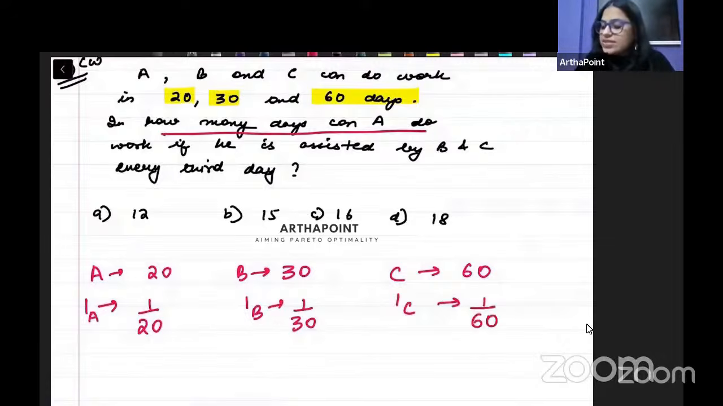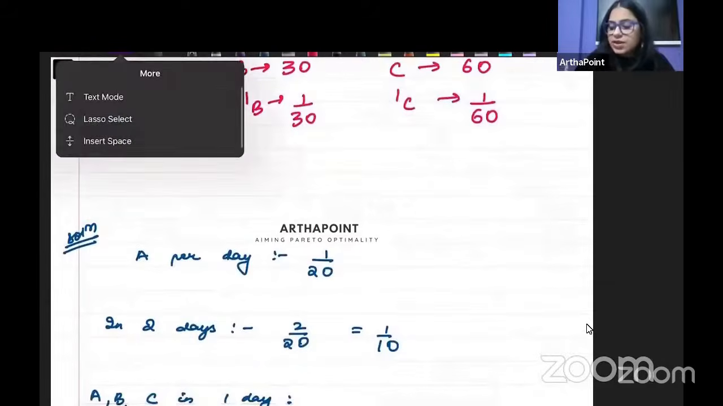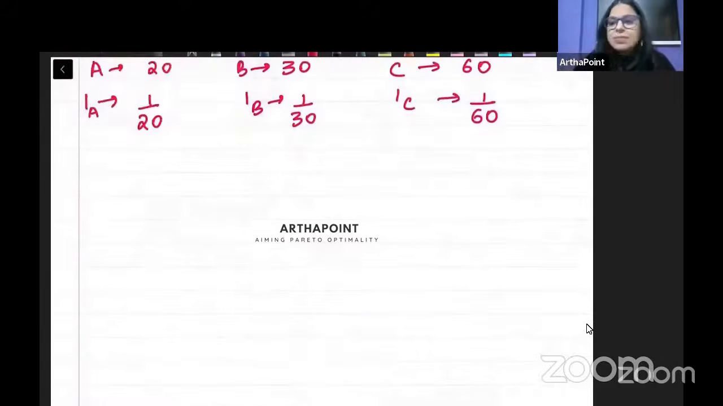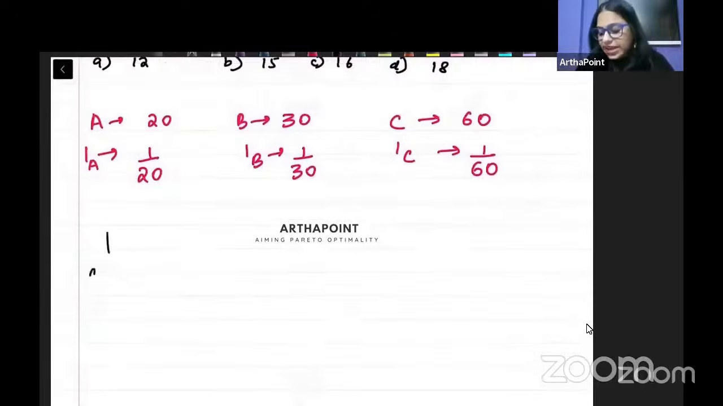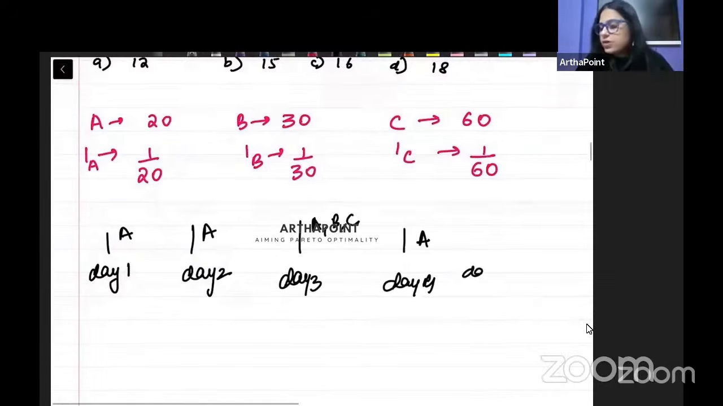It says in how many days can A do the work if he is assisted by B and C every 3rd day? तो क्वेश्चन को समझने की कोशिश करो जरा. इसका क्या मतलब है? इसका मतलब ये है that on day 1 only A will work. On day 2 only A will work. On day 3 A, B and C all 3 will work. Then again on day 4 A will work. Day 5 A will work. Day 6 पे A, B and C will work.